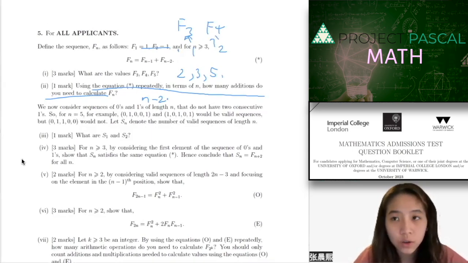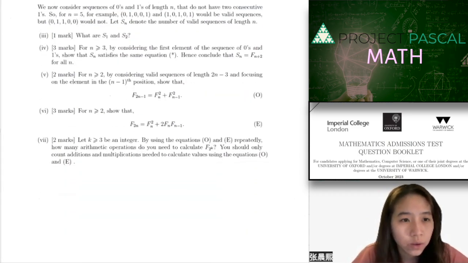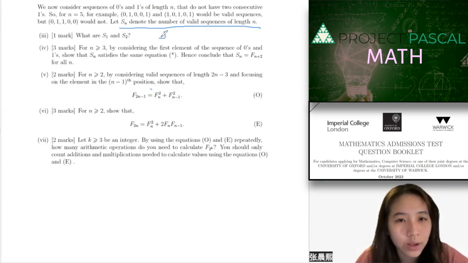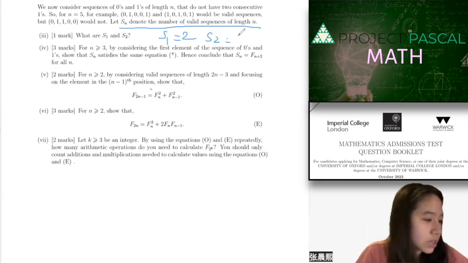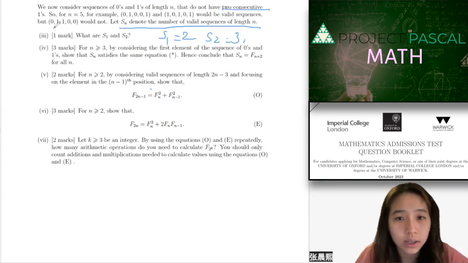And okay, here it asks you what are the values of S1 and S2. Valid sequences of length 1. So S1 is basically either 0 or 1, so it's 2. Then S2 is 0, 1, 1, 0, or 0, 0. So S2 is equal to 3. Well, 1, 1 can't be the case because it can't be consecutive.